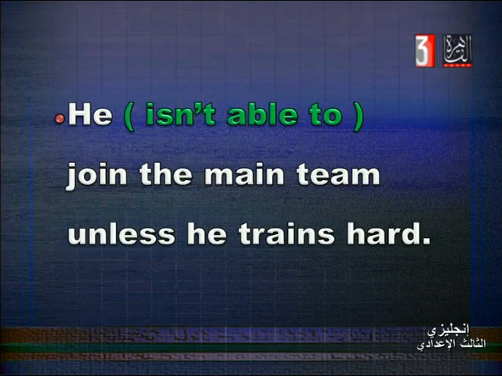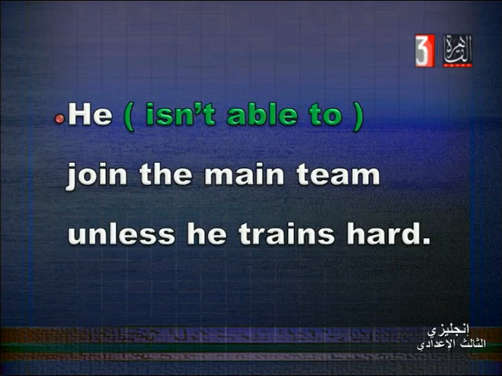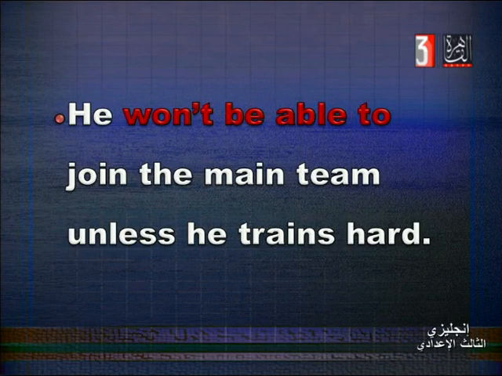He isn't able to join the main team unless he trains hard. Here expresses ability and inability. قدرتي في فعل الشيء وعدم القدرة على فعله. I use he isn't able to join. هل دي correct sentence ولا he won't be able؟ Of course it expresses ability in the future. القدرة الخاصة بزمن الفيوتشر أو المستقبل will be able to, and in negative form it won't be able to.